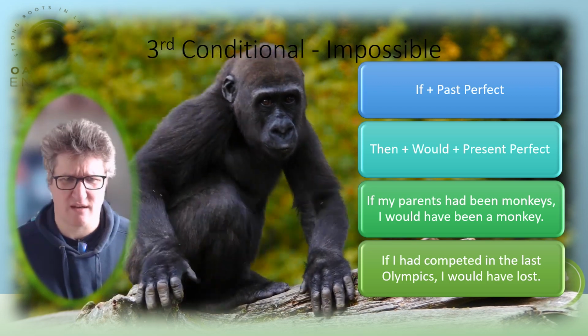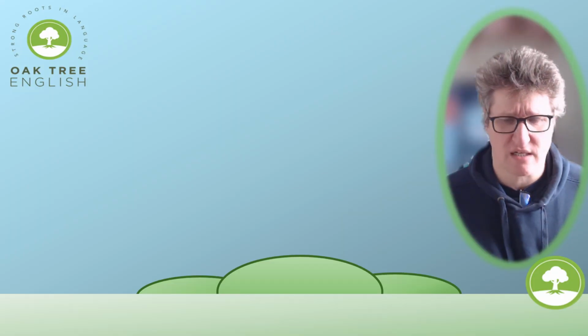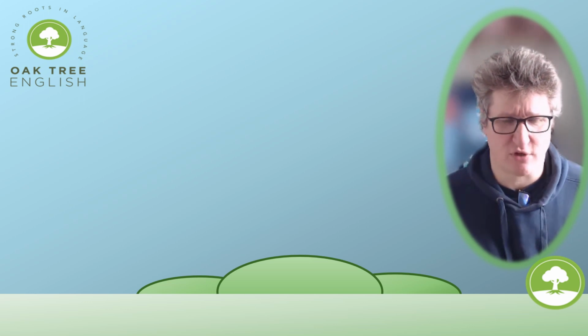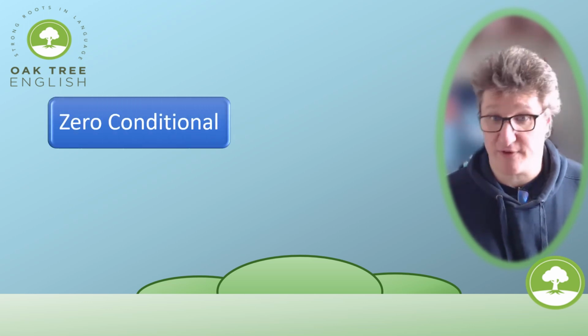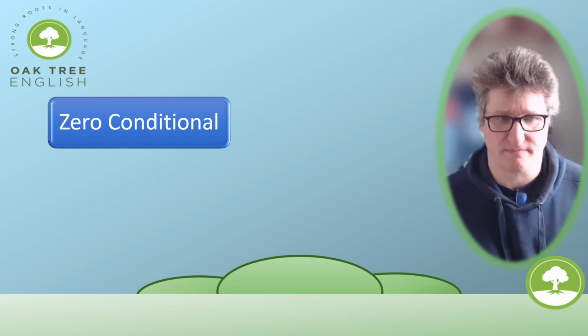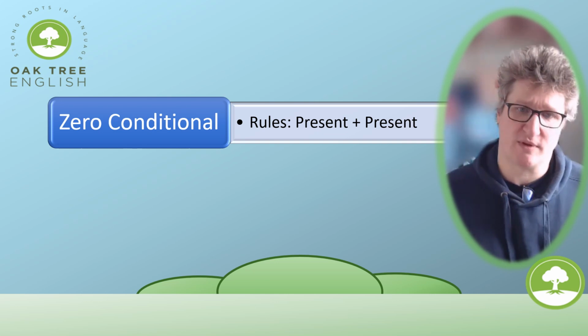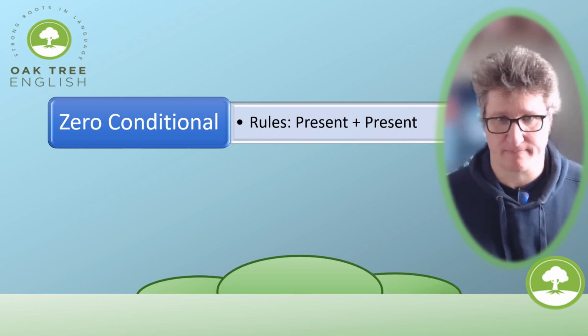I think we need a recap. A recap without a monkey applauding us. So let's have a look. We started off with the zero conditional, which is for rules, and we form it with the present simple and the present simple.